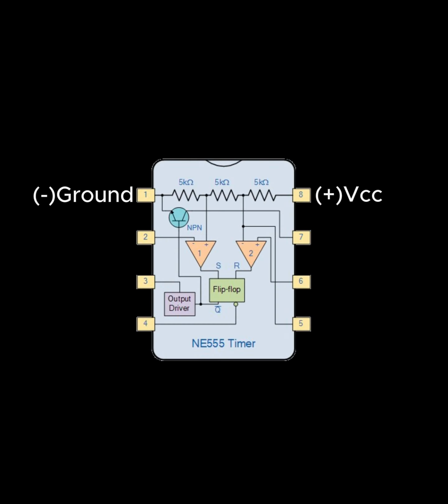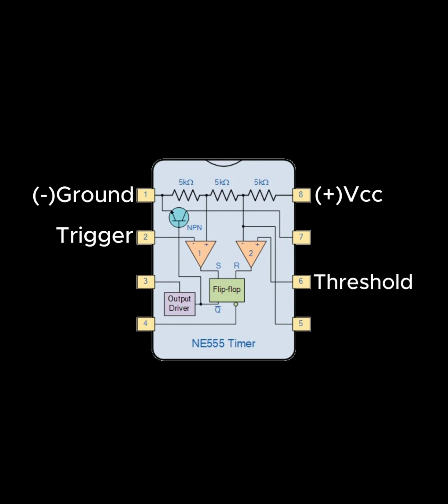Pin 1 and 8 are the power supply pins. Pin 1 is negative, and pin 8 is positive. The supply voltage is between 4.5 volt and 15 volt. Pin 2 is the trigger input pin. A low voltage applied to the trigger input causes the output to go high. The output will remain high until a high voltage is applied to the threshold input.